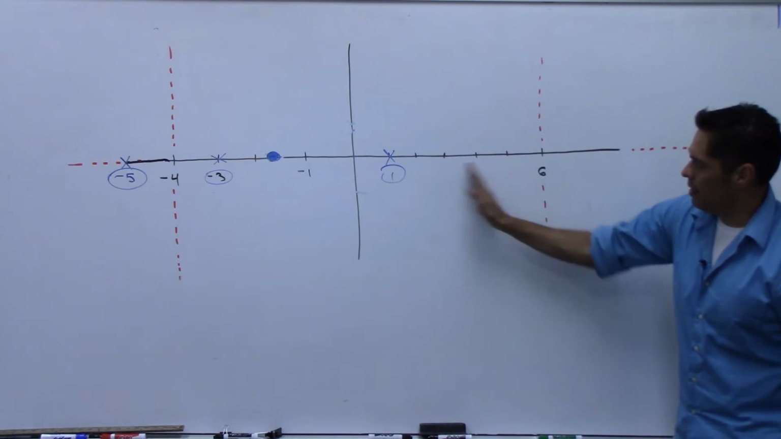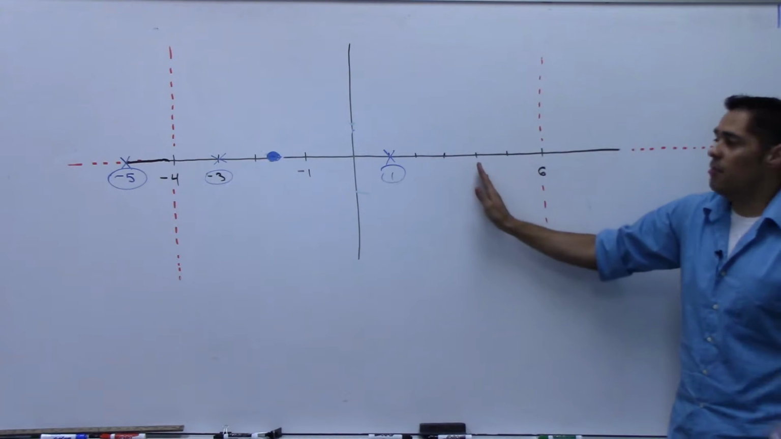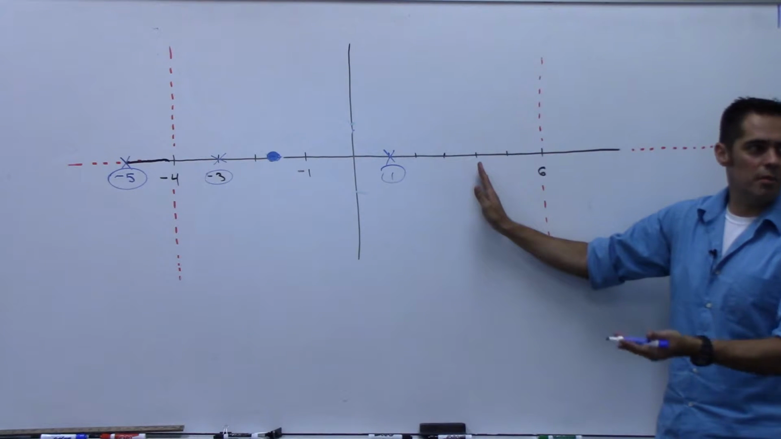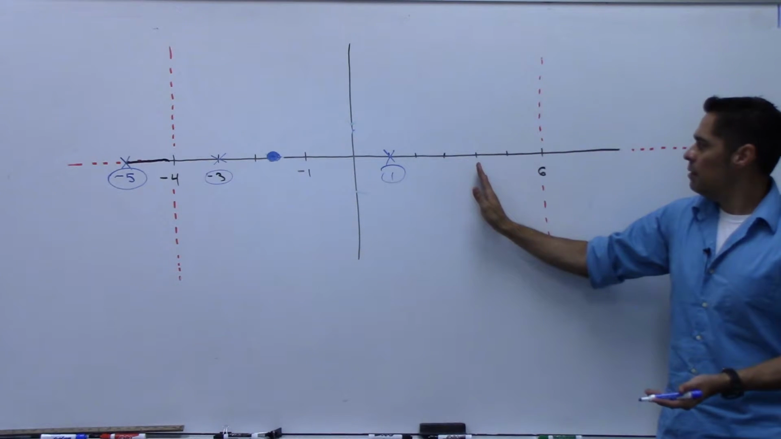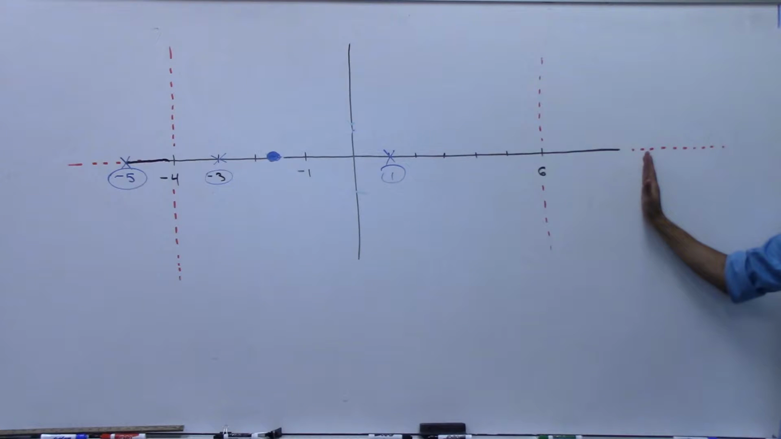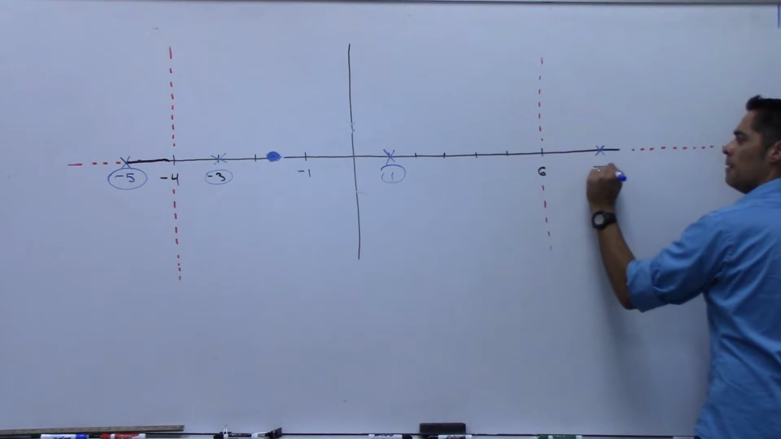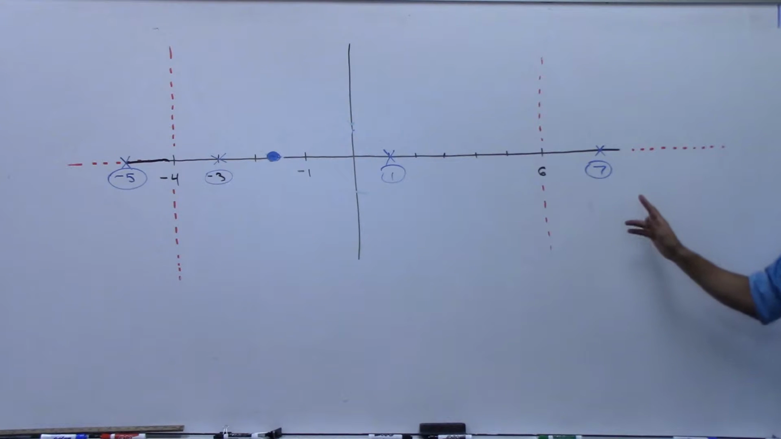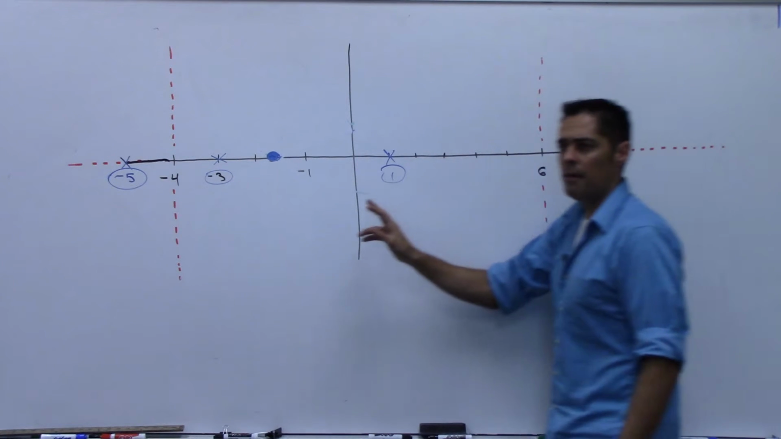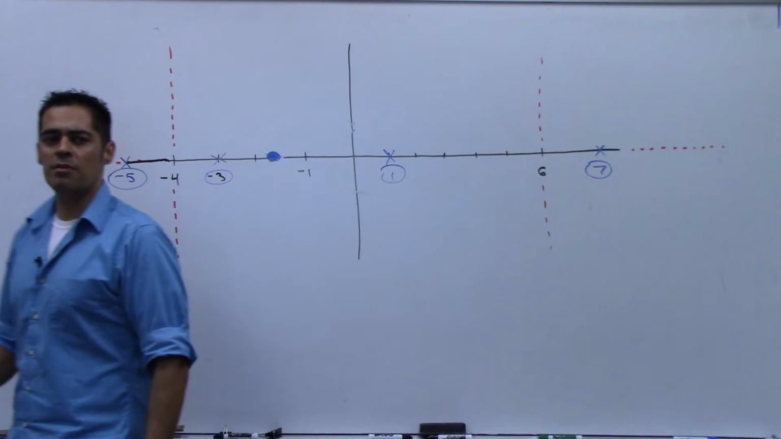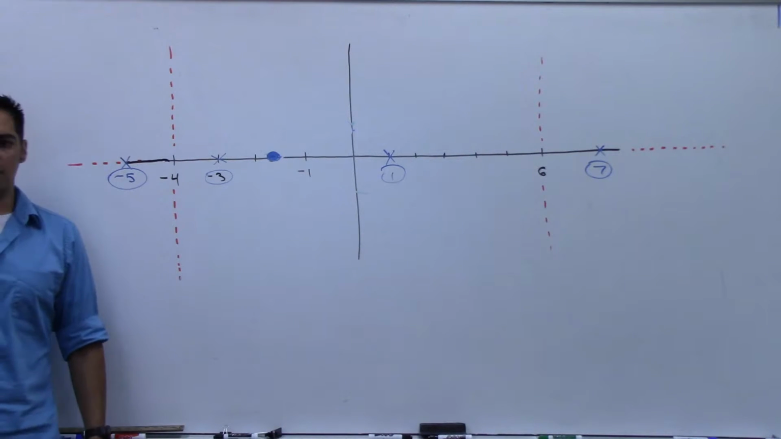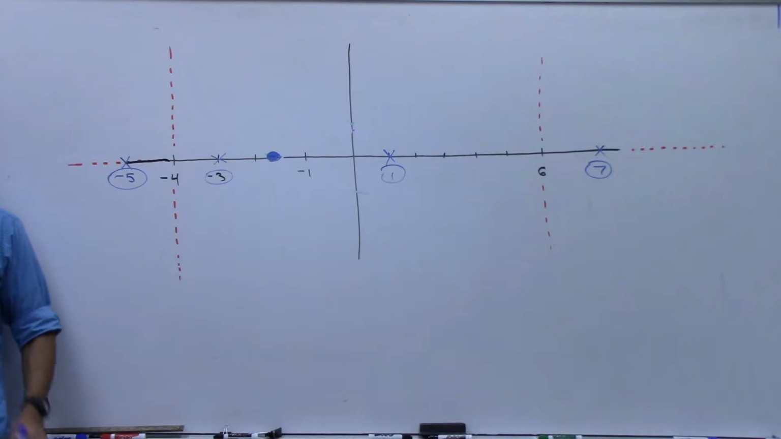Do I need any more in here? I don't need any more, right? I mean, I could do another one, but I don't need one. Do I need one over here? Yes. So that I can determine if it's up or down, right? So how many test points did I need? 4, right? How many verticals did we have? How many x-intercepts did we have?